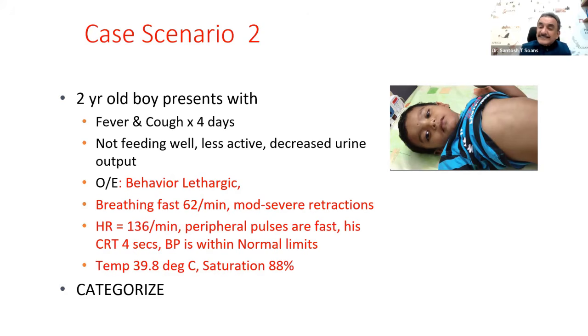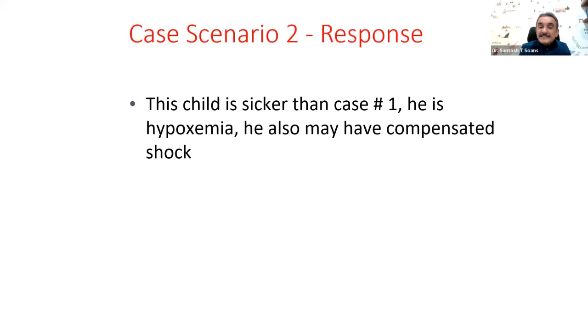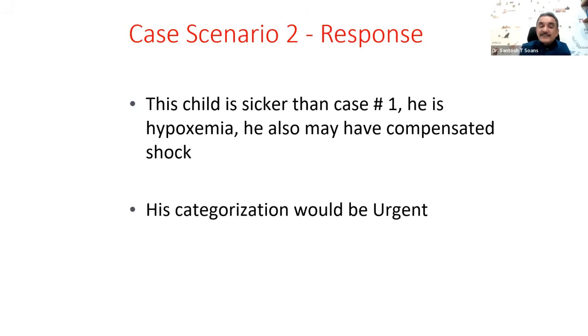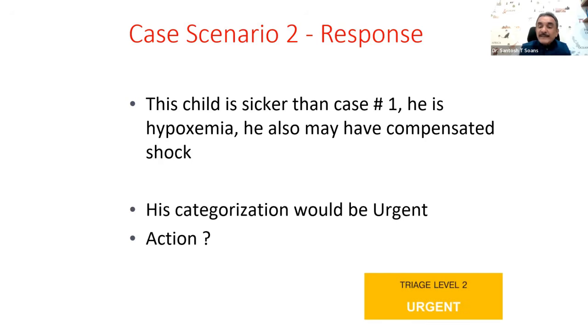Febrile, saturation is less than 94, 88%. This is how he is categorized. He is sicker than case 1. He is hypoxemic. He is in a compensated shock. It is urgent. You need to urgently take care of him, admit him, give fluid, give him oxygen and treat. This is amber. So urgent.